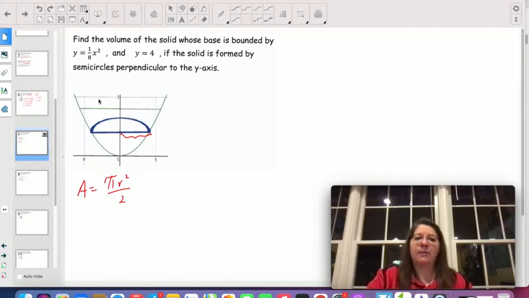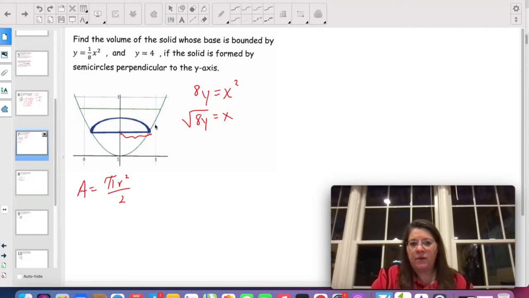So that's the next thing I'm going to do. X is the square root of 8y, right? This length right here is the square root of 8y, because if we take this function, square root of 8y minus x equals 0, we will get this function. Remember, top minus bottom. If we turn our head sideways, remember we talked about that when we were talking about area. So this is my radius.